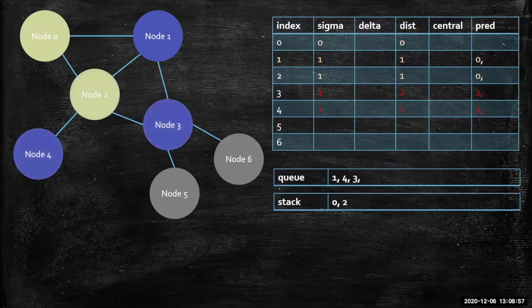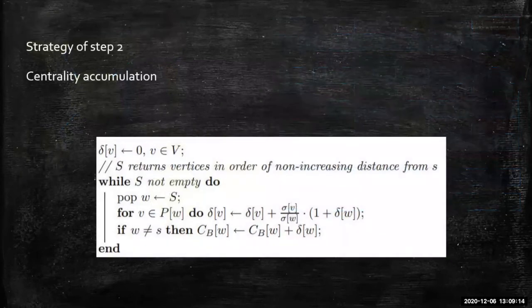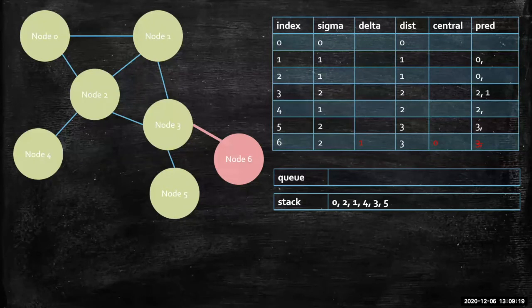Then perform the same calculation for node 2, node 1, node 4, node 3, and the remaining nodes 5 and 6. Now we have all the shortest paths calculated and their predecessors recorded. The second step is to perform the centrality accumulation. To do so, we take every node from the stack and visit its predecessors and calculate delta, which is an array recording dependency from the source, and calculate the corresponding centrality score.